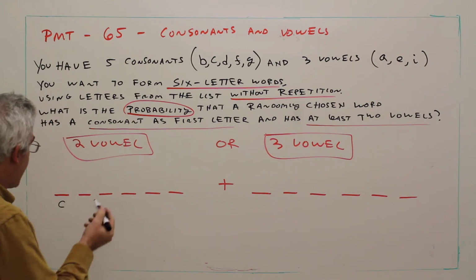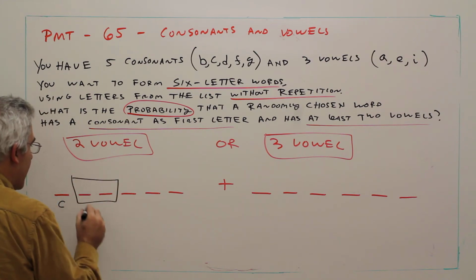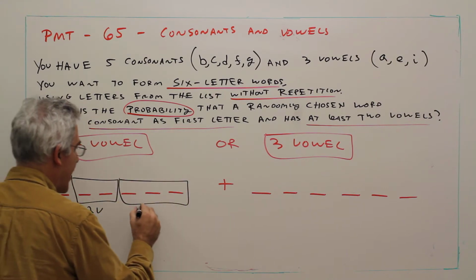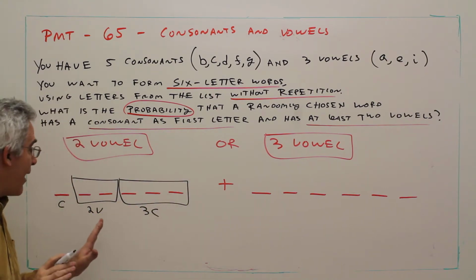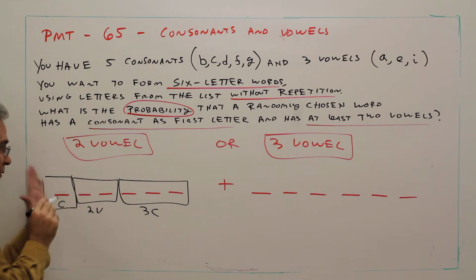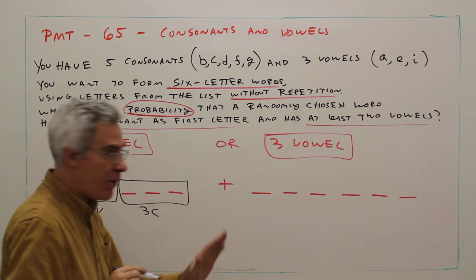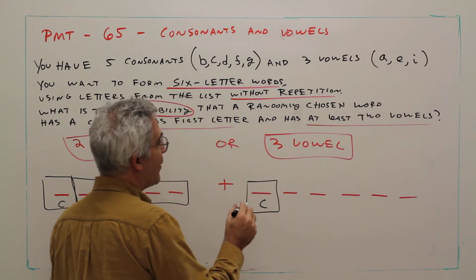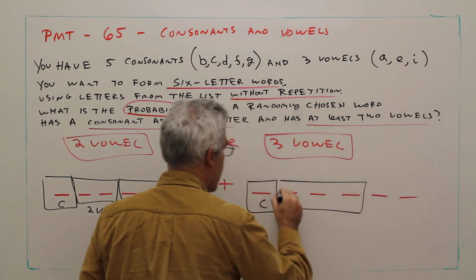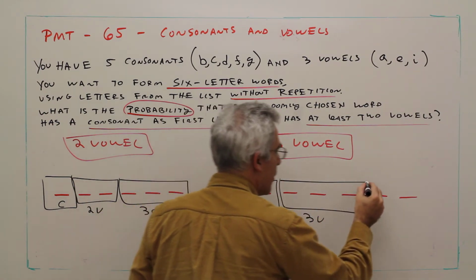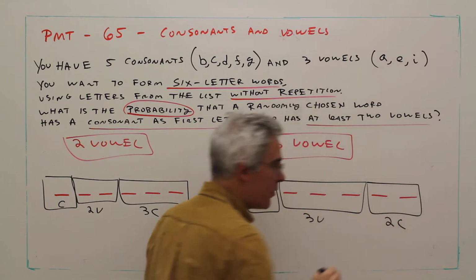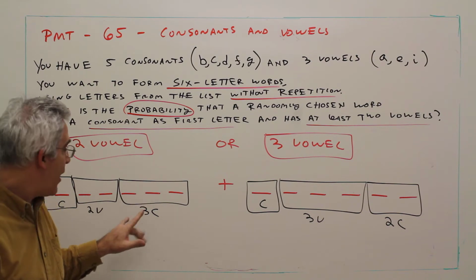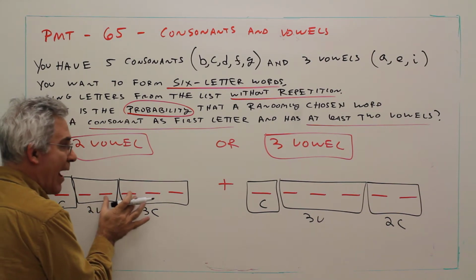Then for the 2 vowel case, I could have 2 vowels, 3 consonants. I'll do the ordering later, so I'm just doing these 3 steps. And then over here, again, the first step is to find a consonant. Then it said 3 vowels. And then this would be 2 consonants.